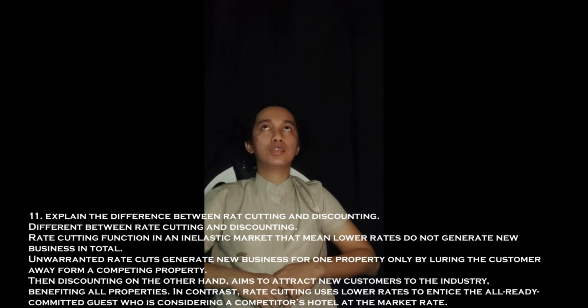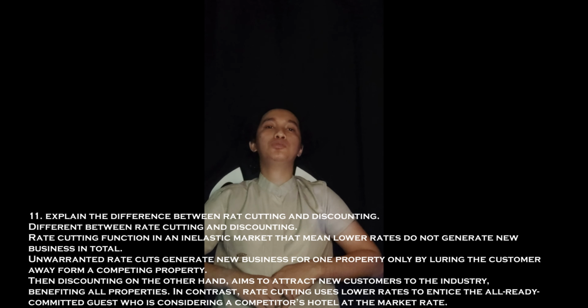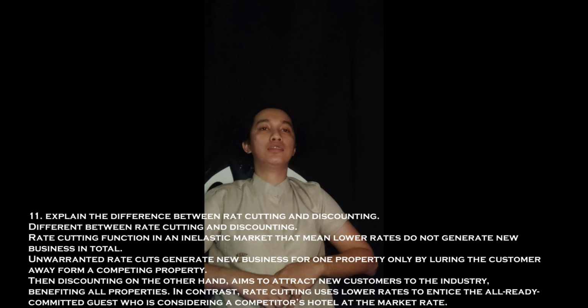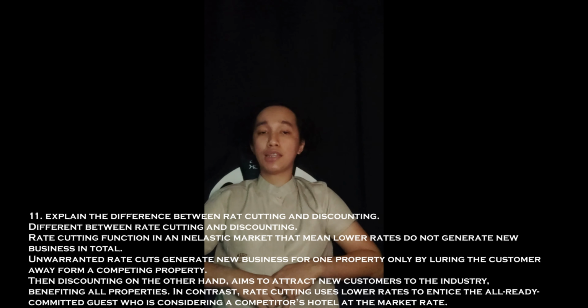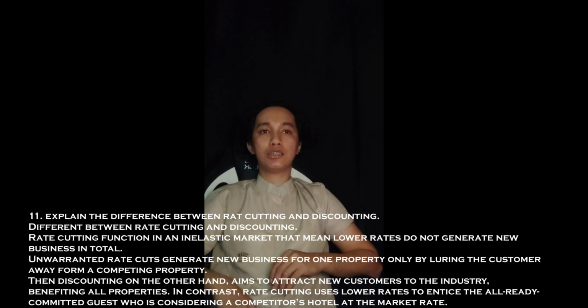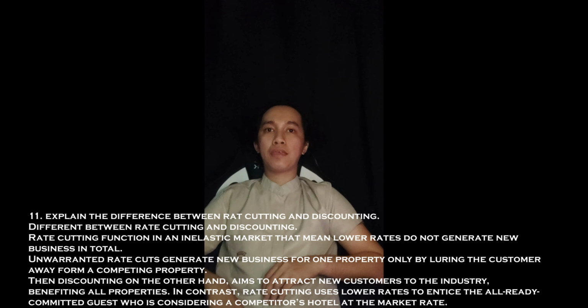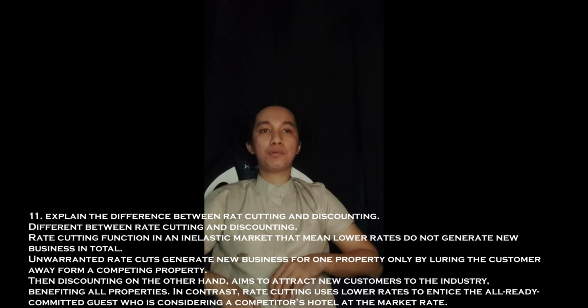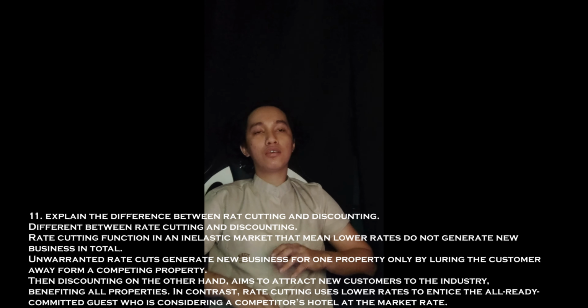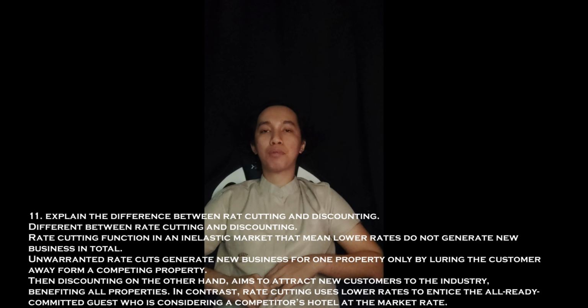Next is question 11: Explain the difference between rate cutting and discounting. Rate cutting functions in an inelastic market. That means lower rates that do not generate new business in total. Unwarranted rate cuts generate new business for one property only by luring the customer away from a competing property.